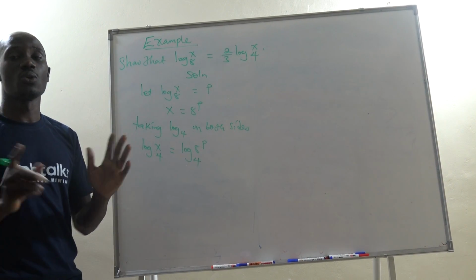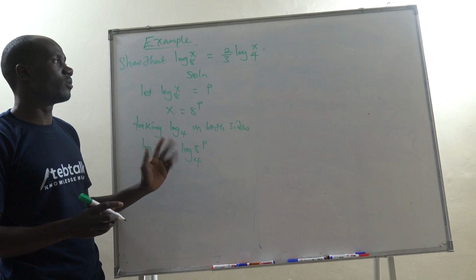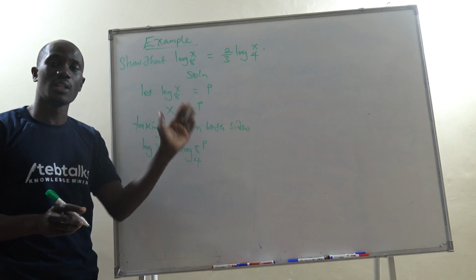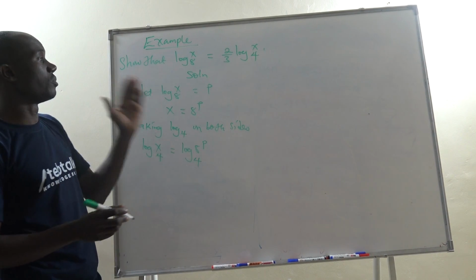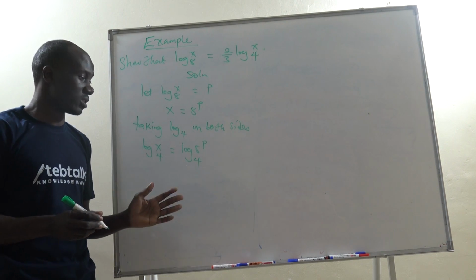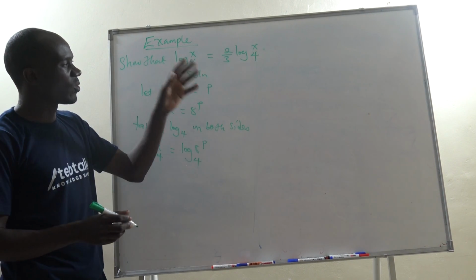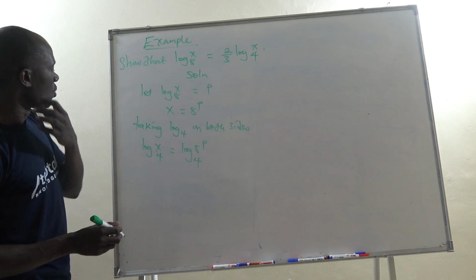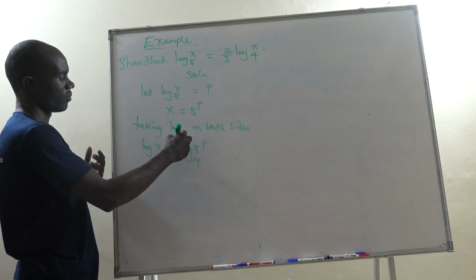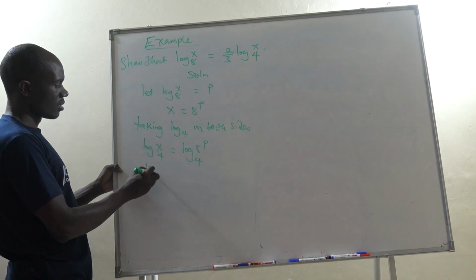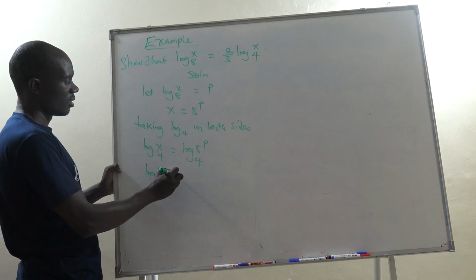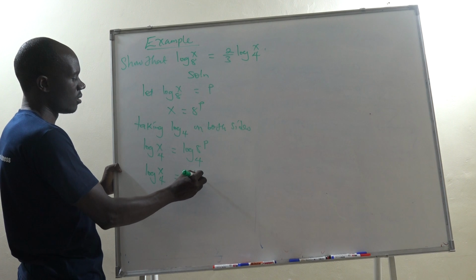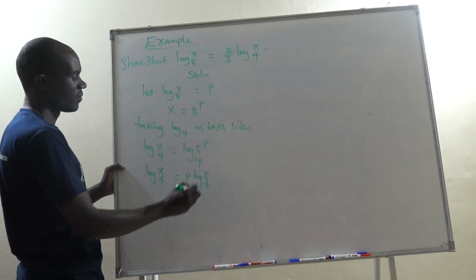That's the step which you call taking log to base 4, because that's what is in the question there. That's what they want us to have. But if it was log to base 3, I could also say taking log to base 3. So always by the idea of what is there. So what we're going to do, we apply this one from the rules of logarithm: log of x base 4 equals p log of 8 base 4.